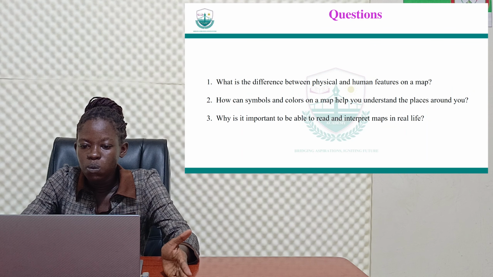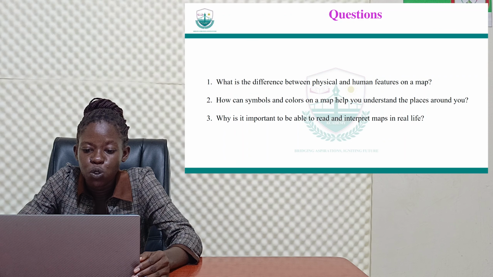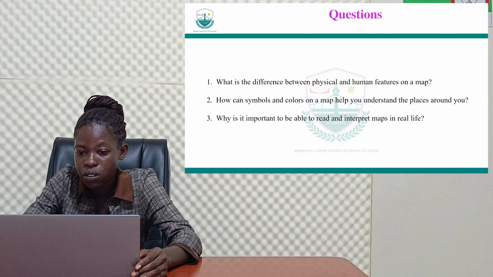These are the questions that are generated from this scenario. The first question says, what is the difference between physical and human features on a map? Then the second question is, how can symbols and colors on a map help you understand the places around you? Then lastly, why is it important to be able to read and interpret symbols in real life? I'm persuaded you're able to answer these questions, depending on the understanding that you've gotten from our today's class.